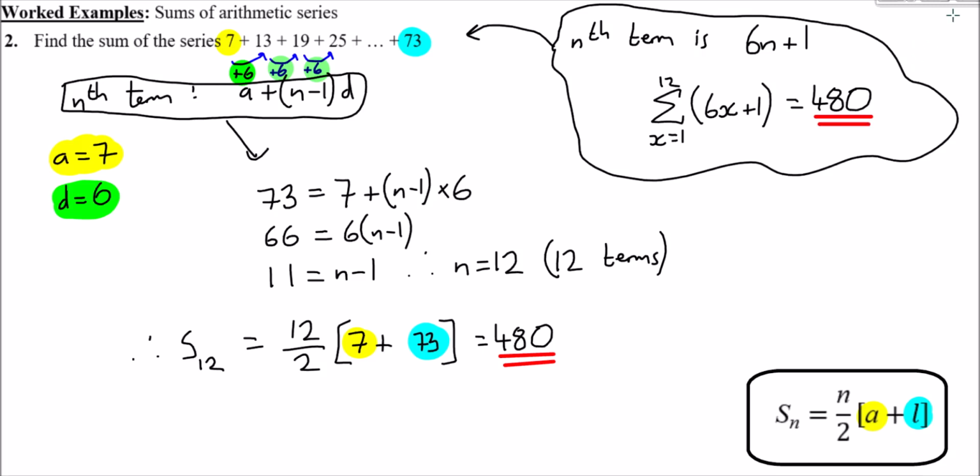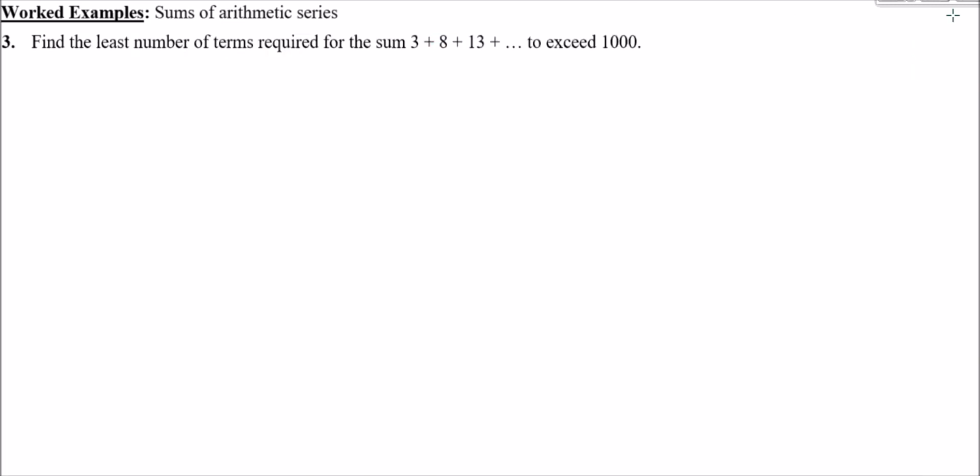Let's have a look at the third worked example. So this one, find the least number of terms required for this sum, 3 plus 8 plus 13 plus 18 and so on, to exceed 1000. So again, we need to remember what the sum of the first n terms is. Generally speaking, the sum of the first n terms is n over 2, 2a plus n minus 1 lots of d.